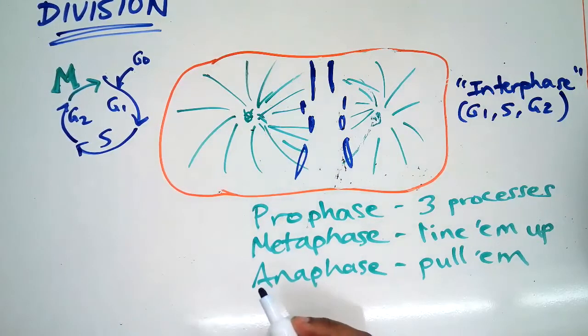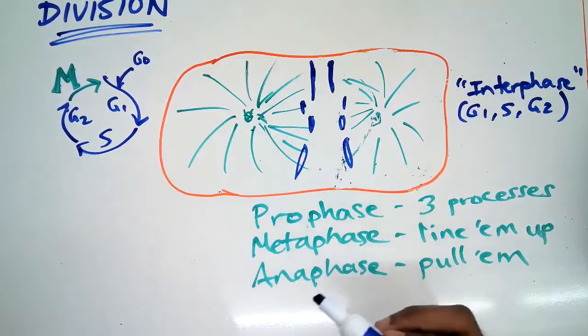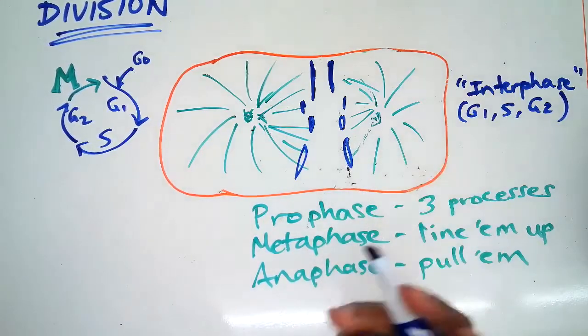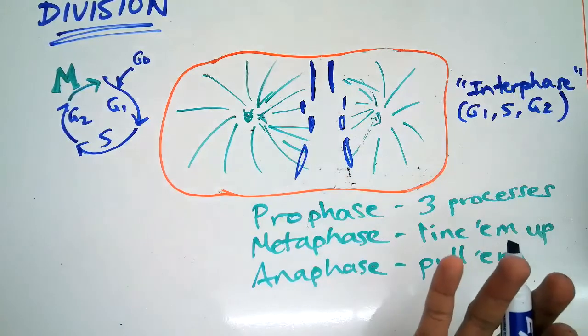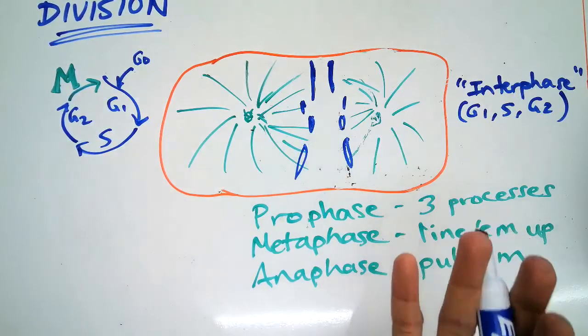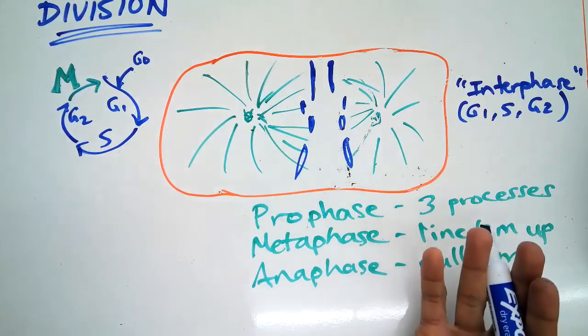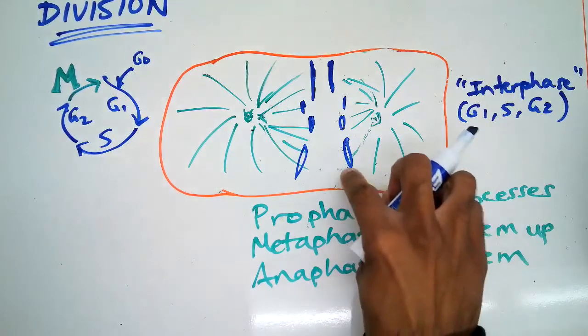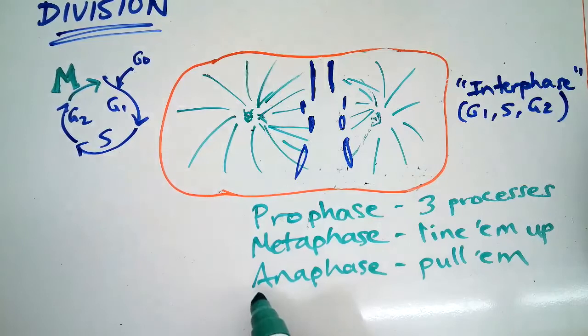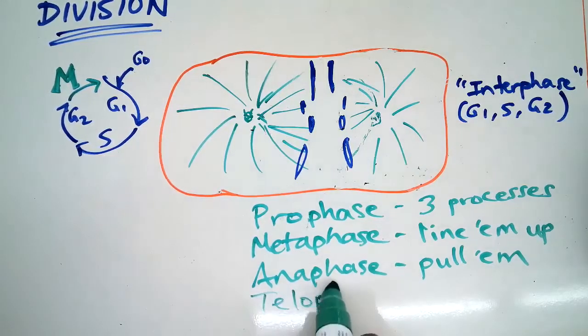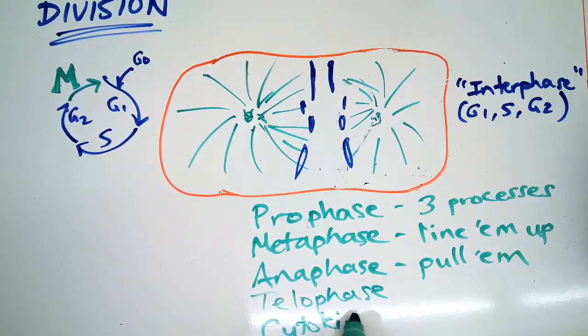We can get into all sorts of details and we can give them fancy names, but the idea of just getting rid of the nucleus, grabbing the chromosomes, putting them in the center, lining them up and pulling them apart, at its base is hopefully an understandable topic. Now there are vocab words: prophase, metaphase, anaphase, and then there's one more that I'll talk about in a second called telophase. These are subsets of mitosis, right? And then there's cytokinesis where you actually cut the cell in half.